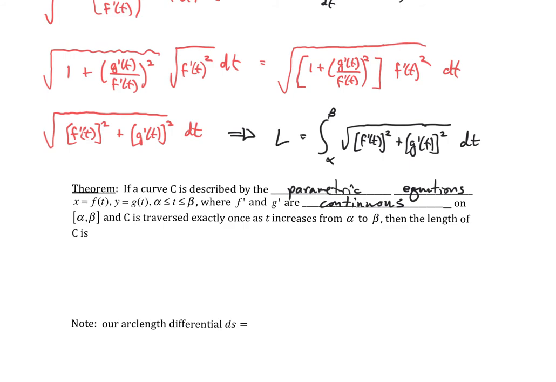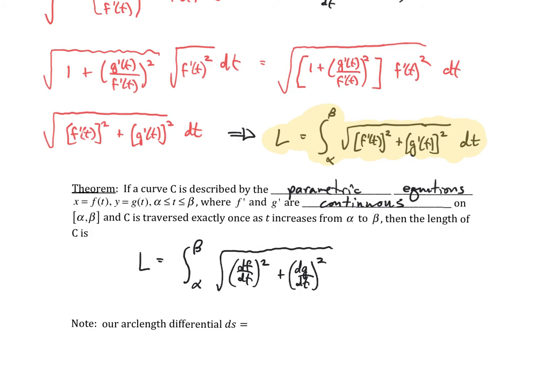So what I'm going to do is highlight the formula that we wrote up above like this. This is using our functional notation f prime and g prime. And then I'm just going to write the same formula, but in Leibniz notation. So this will be from alpha to beta. We're going to have df dt squared plus dg dt squared, all under one square root times dt. So let me highlight that.